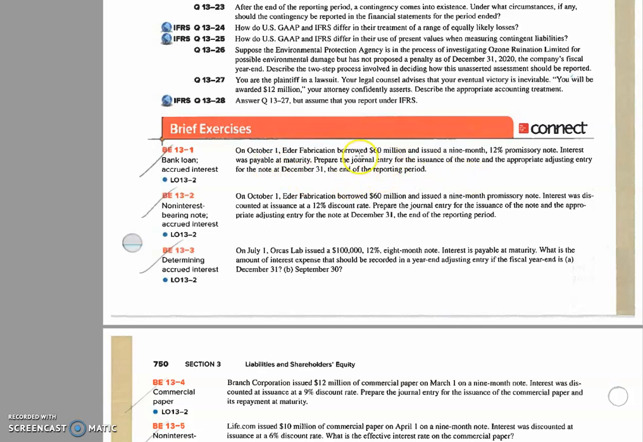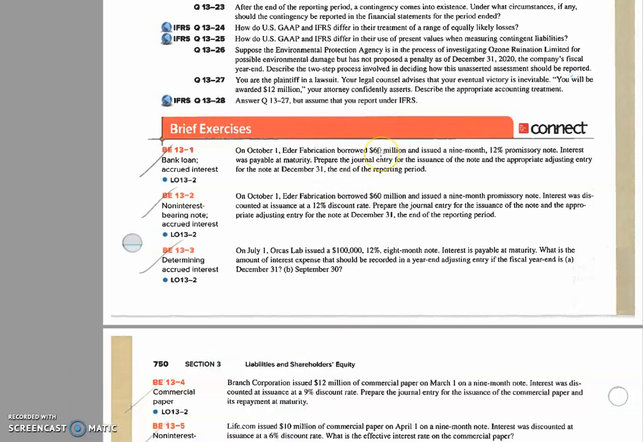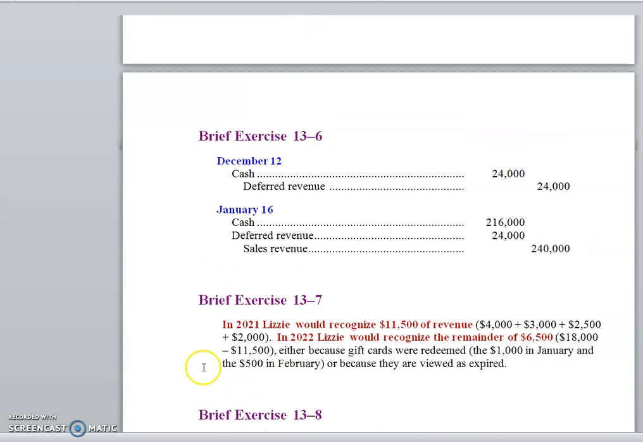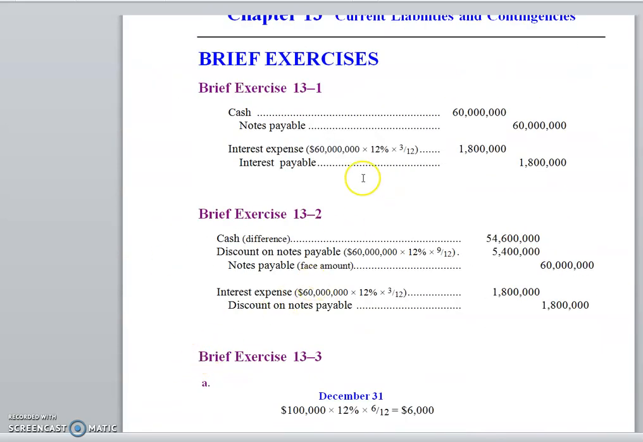So they borrowed $60 million. So when we borrow that money, what's our journal entry? Well, what did we receive? We received cash. So we're going to debit cash for $60 million, credit notes payable for $60 million. And I didn't have that set up right.